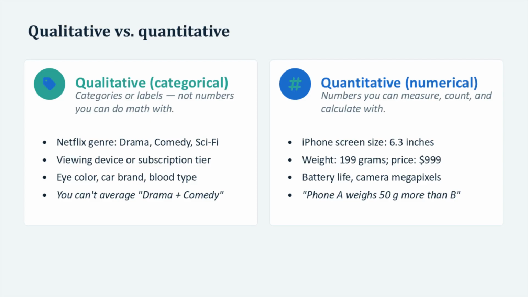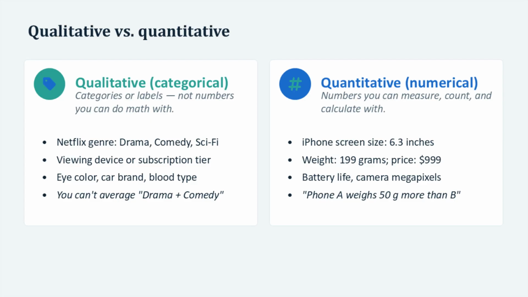And here's a simple test you can use. Try doing math with it. Can you calculate the average of drama and comedy? No. Drama plus comedy divided by 2 doesn't mean anything. That's a pretty good sign that you're working with categorical data. Now look at the right side of the slide. Quantitative data is numerical. These are actual numbers that we can measure, compare, and calculate with.